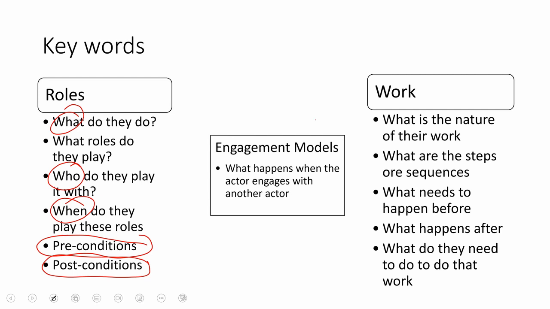सो वो जो एंगेजमेंट मॉडल है, वो एंगेजमेंट मॉडल क्या है? What happens when the actors engage with each other? And then what is the nature of their work? What are the steps and sequences in each of these instances? What happens to the characters that they engage with before and after?